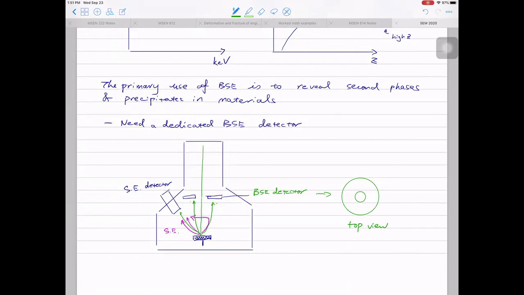So when you use a secondary electron detector to do imaging, please be aware you always pick up a small amount of BSE. So let's just write it. Note, you always pick up a small amount of BSE in the SE detector.